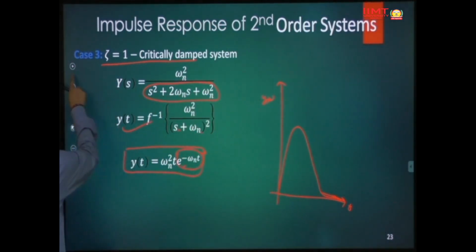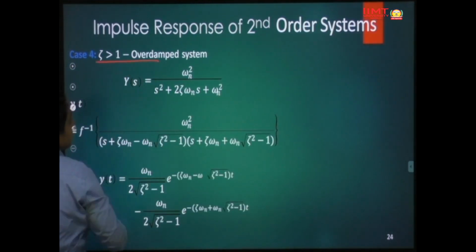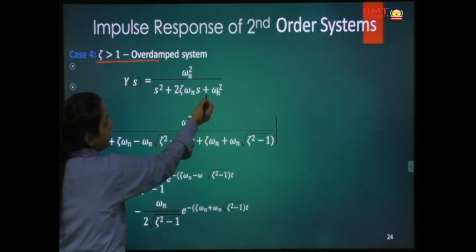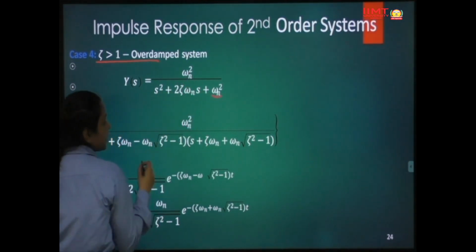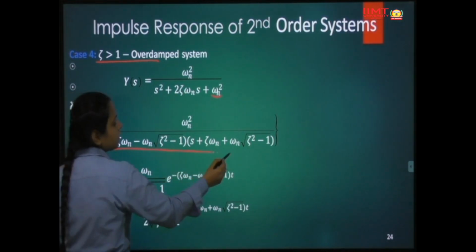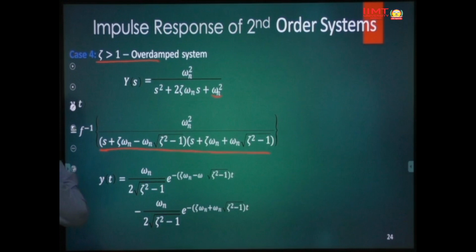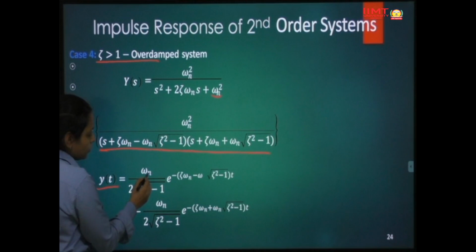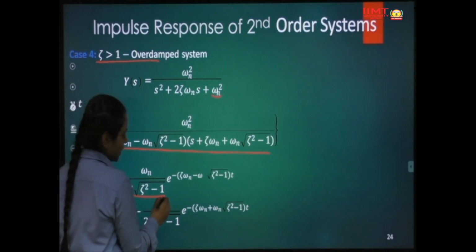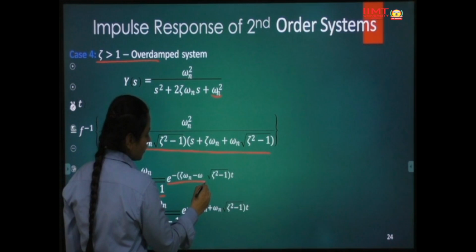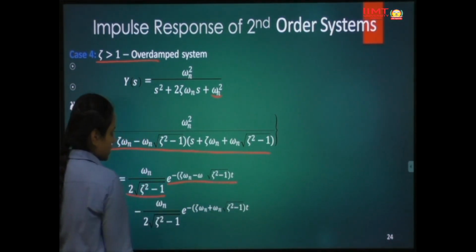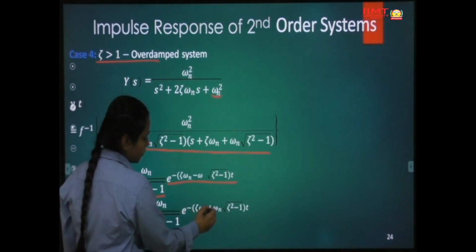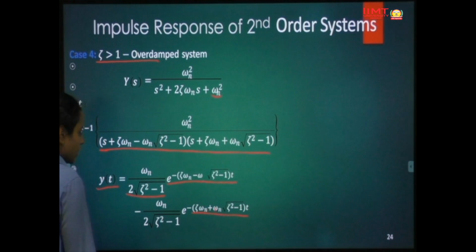Next, case 4, when zeta is greater than 1, it is the overdamped system. Again we have Y(s) equal to omega n square upon s square plus 2 zeta omega n s plus omega n square. Here as zeta is greater than 1, we have real roots instead of complex conjugate roots as in the underdamped system. So when we take the inverse Laplace transform, we get y(t) equal to omega n upon 2 under root zeta square minus 1 e to the power minus zeta omega n minus omega n under root zeta square minus 1 t, minus omega n upon 2 under root zeta square minus 1 e to the power minus zeta omega n plus omega n under root zeta square minus 1 t.